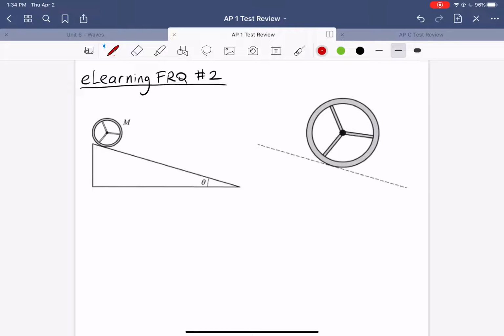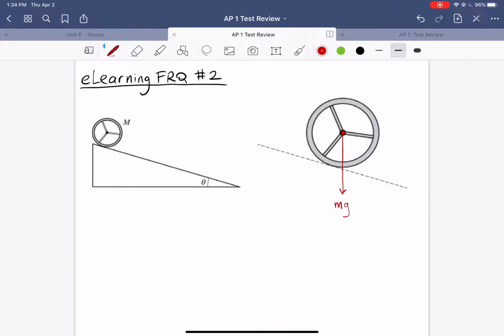Of course, with most objects, probably 99.9% of them, there's going to be a gravitational force. That's going to be acting at the center of mass of the wheel. So it's going to start at the center of the wheel and point straight down. And we can label this as mg, that's the magnitude of the force.